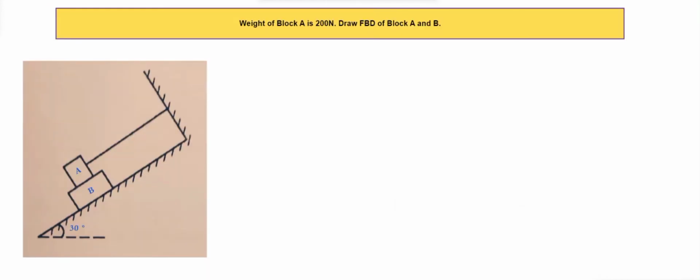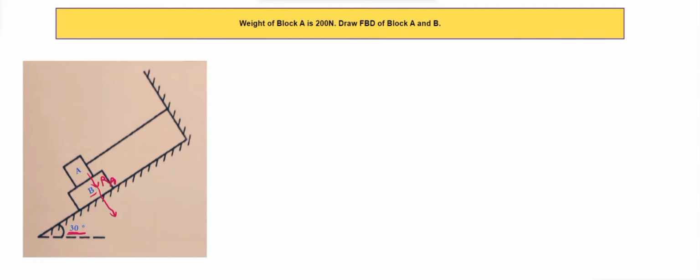Now let's solve the next example, where the weight of block A is 200 Newton, and we have to draw the free body diagram of block A and block B. Here, as you can see, both of the blocks are inclined at an angle of 30 degrees. First of all, let's see the reactions acting on B. One reaction will act due to A, then the weight, which will be acting in the downward direction.